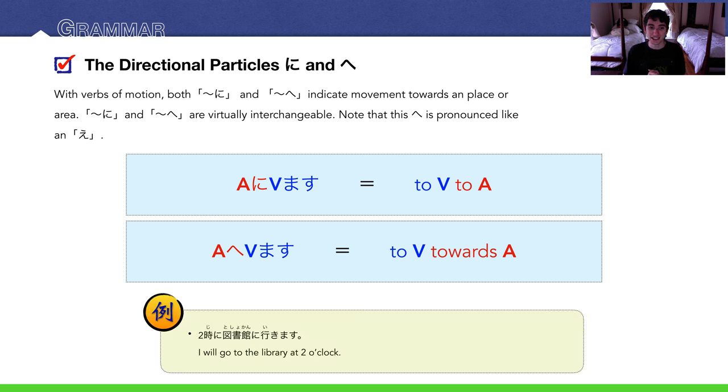For example, 2時に図書館に行きます。I will go to the library at 2 o'clock. There are two nis in here, and they're two different nis. This ni, niji ni, is at. It's with time, okay? At 2 o'clock. Toshokan ni. That ni means towards, to. Okay, I'm going to the library. Here's the same exact sentence, just replacing the to ni with the towards e. So, niji ni, toshokan e ikimasu. That's fine too. I translated them both exactly the same in English because that's how they sound in English.